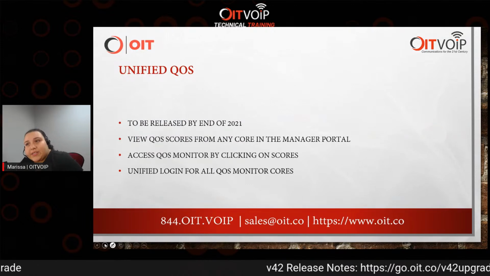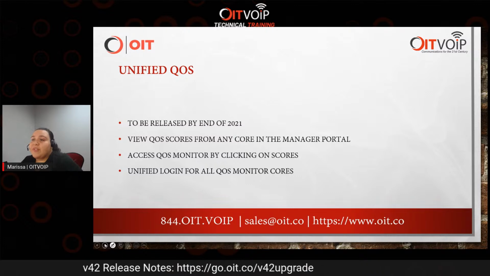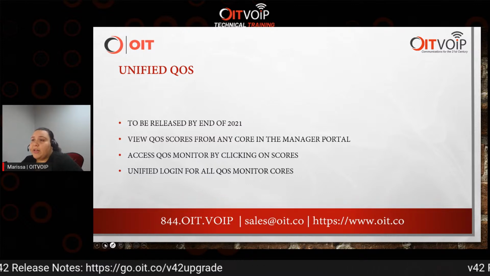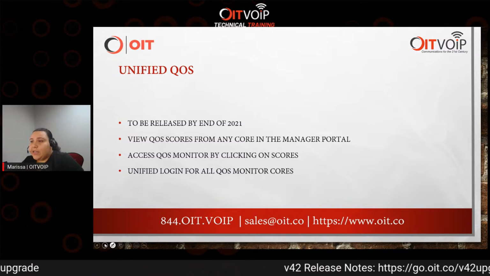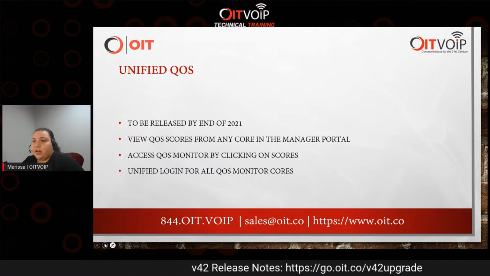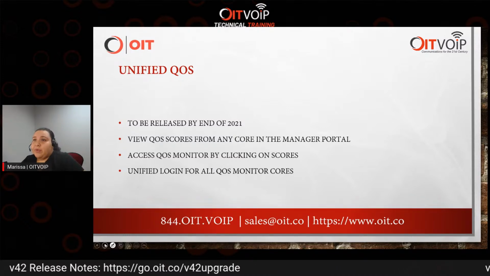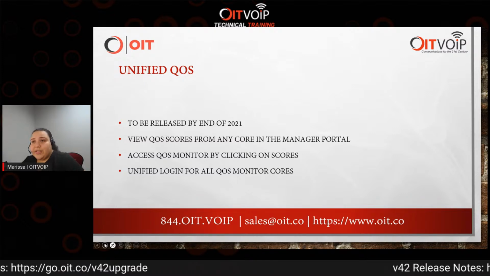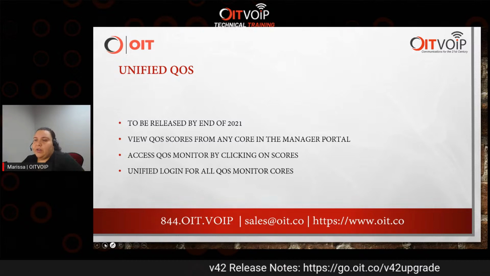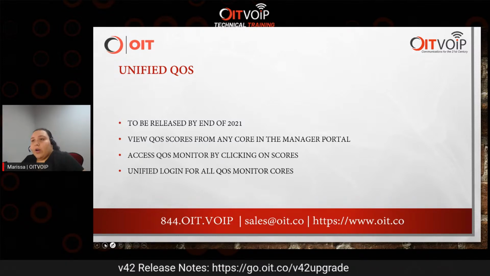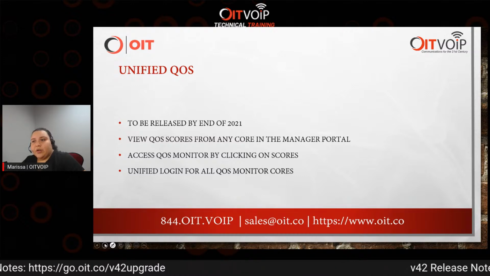Speaking of unified QoS, like I said, this will also be released by the end of 2021. This will be the ability to view QoS scores from any core in the manager portal, as well as accessing QoS monitor by clicking on your scores and unified login for all of those QoS monitor cores. I know this has been a big pain point for our white label partners, especially those on San Jose and New Jersey, because they don't have the ability to view the QoS scores that our Atlanta core does. This is a feature that is coming with v42 and that will be released by the end of the year.